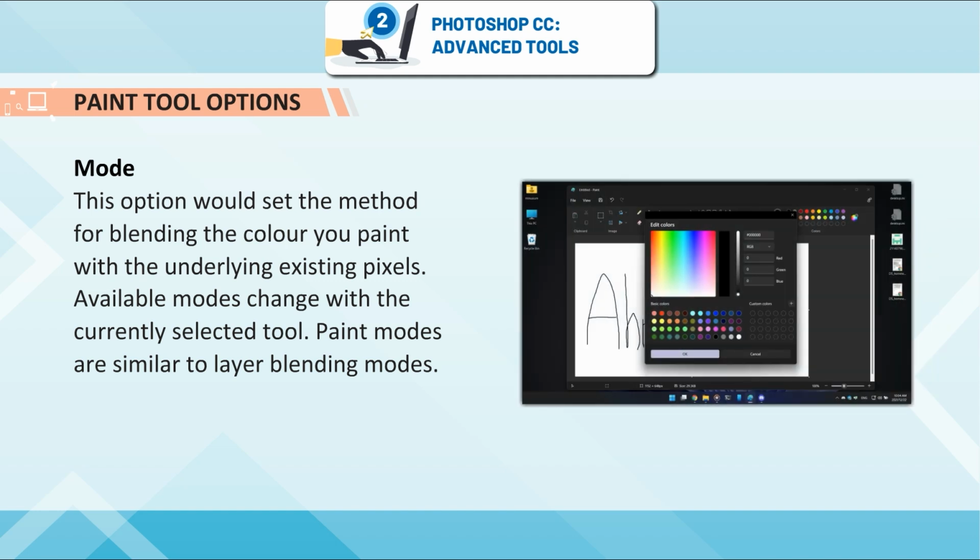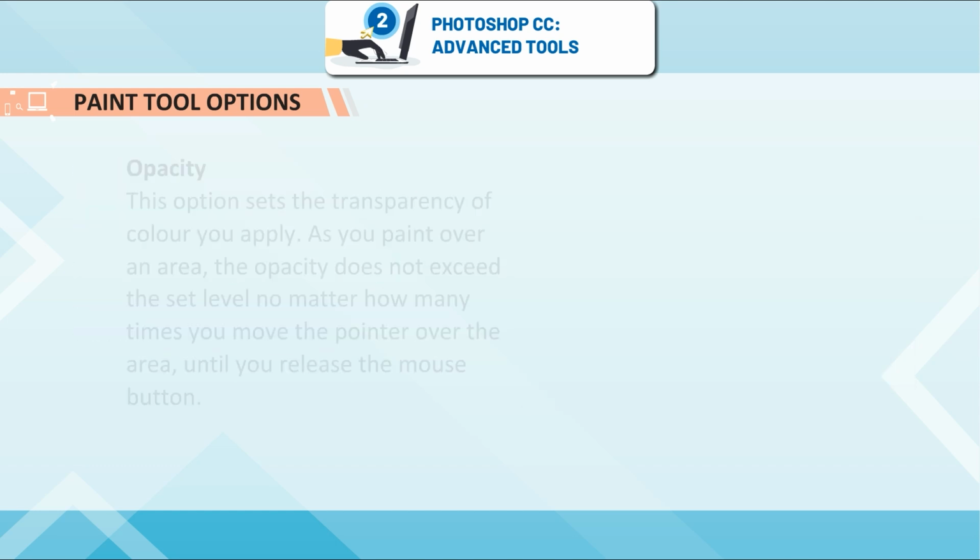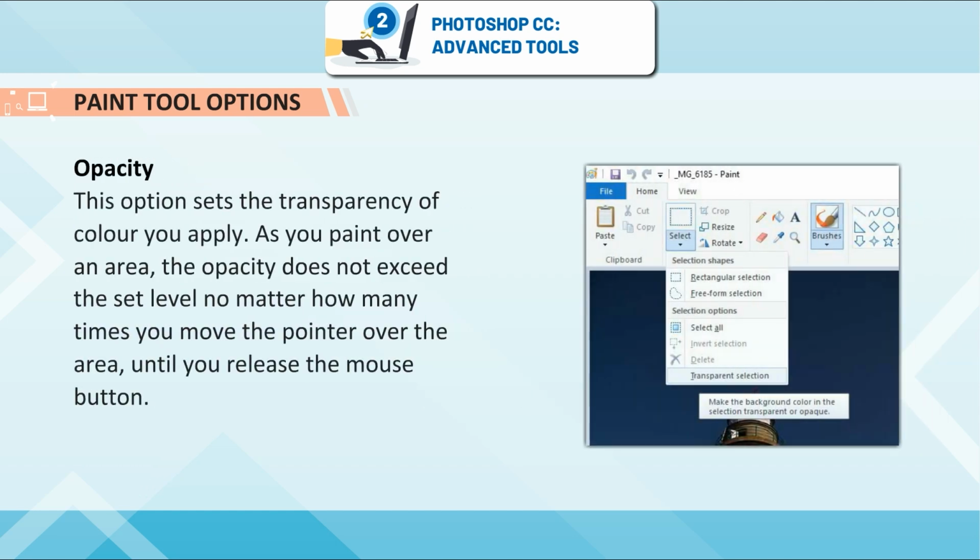Mode. This option would set the method for blending the color you paint with the underlying existing pixels. Available modes change with the currently selected tool. Paint modes are similar to layer blending modes. Opacity. This option sets the transparency of color you apply. As you paint over an area, the opacity does not exceed the set level no matter how many times you move the pointer over the area until you release the mouse button.